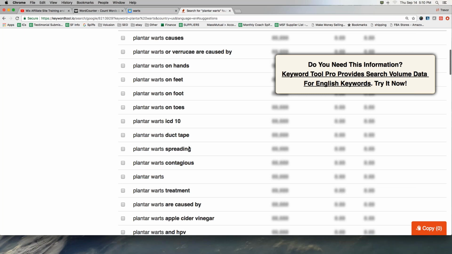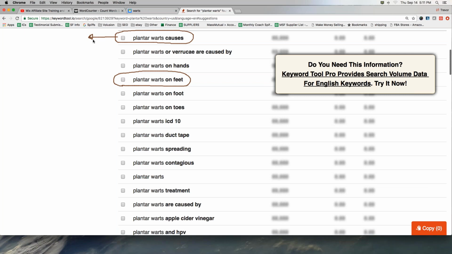Let me ask you guys a question. If Google is saying that people are typing this in, and Google is also saying people are typing this in, and really each of these keyword phrases, what do I know, or what content can I create based on this keyword phrase? Okay, if somebody types in plantar warts causes, what does that do for me? What does that tell me about the people that are typing in that phrase?